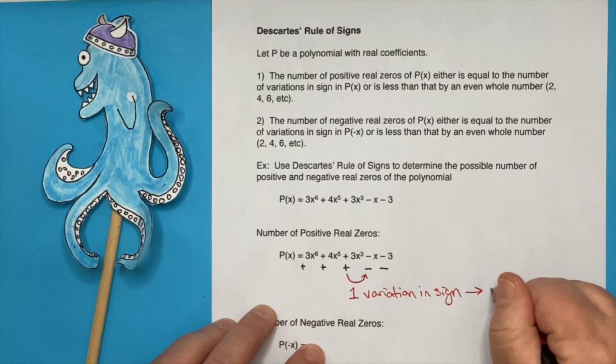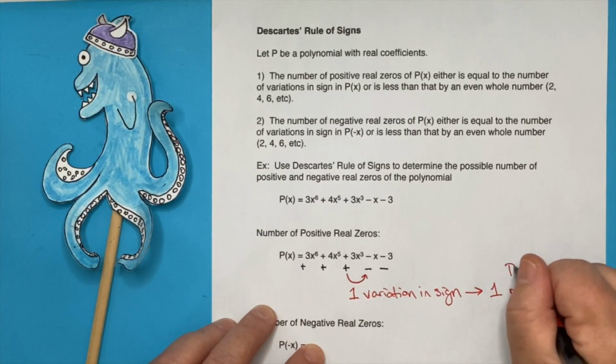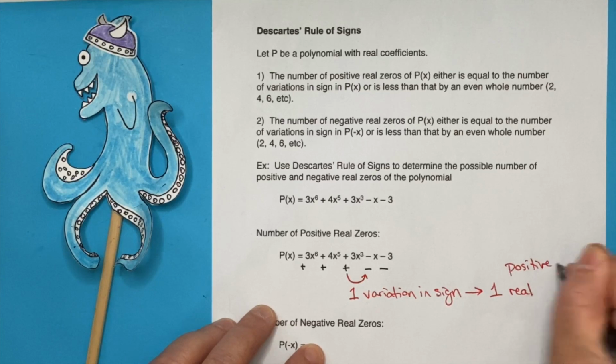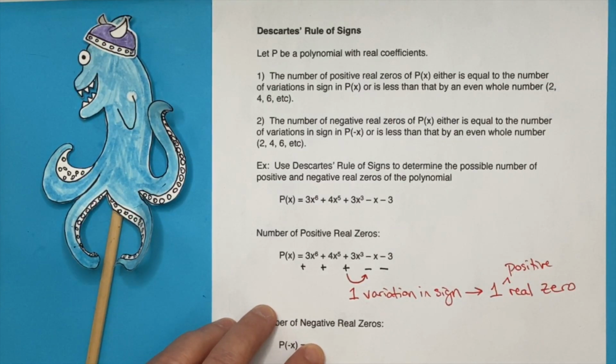So that means there is one real positive real zero. Okay, so what does that mean? That means that if you're going along and you find one positive number, which is a 0, you're done. Stop looking at positive numbers.